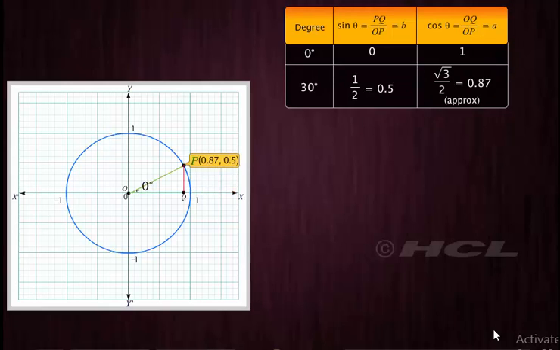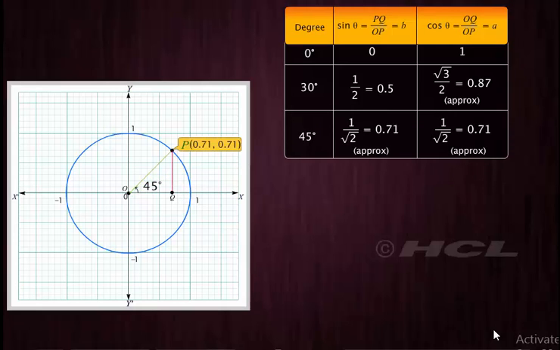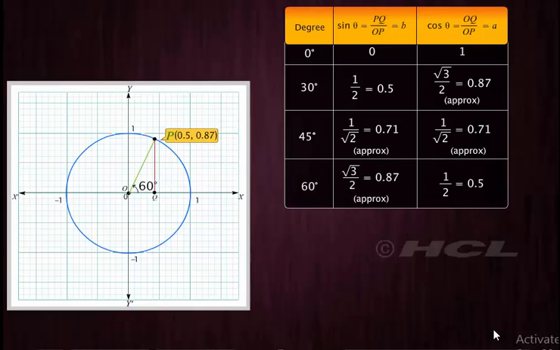Next, for the angle 30 degrees, the value of sine theta becomes 1 over 2 and the value of cosine theta becomes the square root of 3 over 2. Next, for the angle 45 degrees, the value of sine theta becomes 1 over the square root of 2 and the value of cosine theta also becomes 1 over the square root of 2. Next, for the angle 60 degrees, the value of sine theta becomes the square root of 3 over 2 and the value of cosine theta becomes 1 over 2.